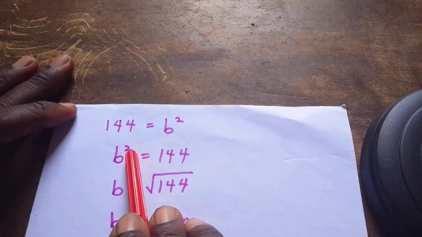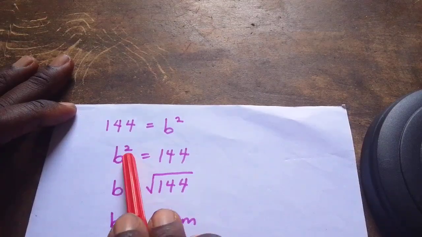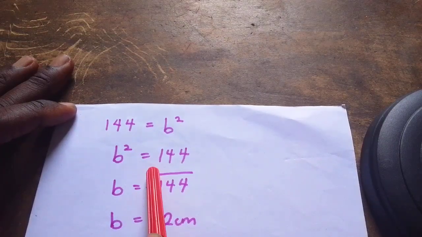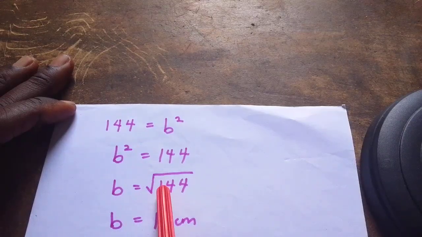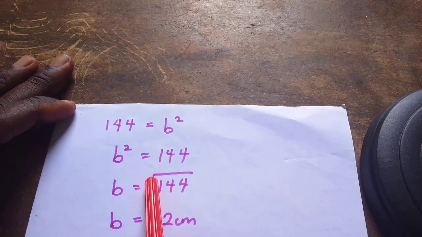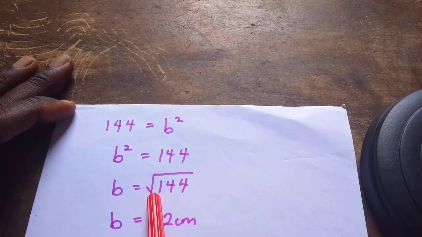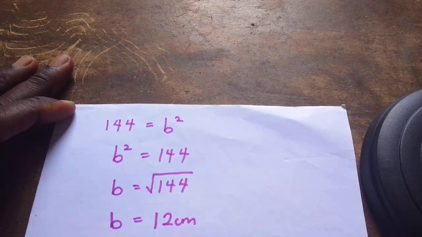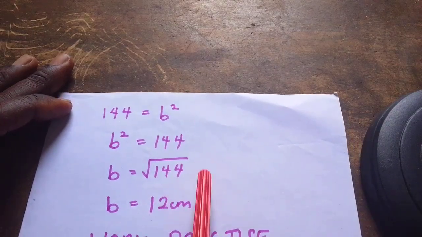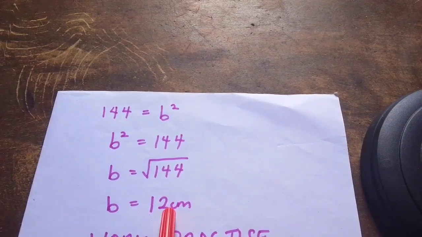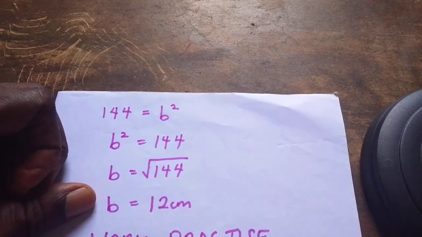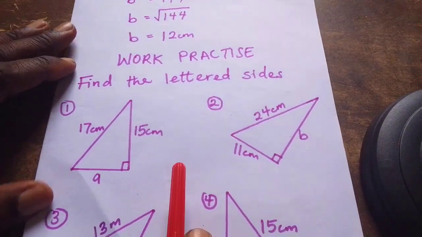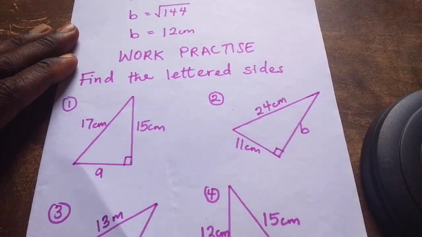So your b square is same thing as saying 144. To now remove this square, you make this square cross the equality sign. It will turn to square root on this side. So to remove the square, you bring it to this other side, and it will cross the equality sign to become square root. So you find the square root of 144. So the value for b will be what? Square root of 144 will be 12. So the value for side b is 12 centimeter.